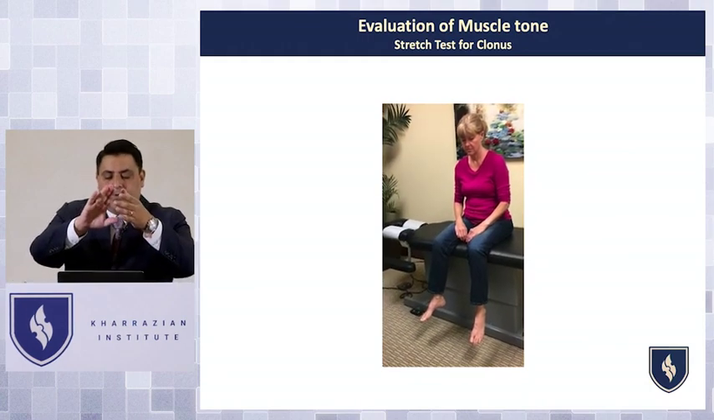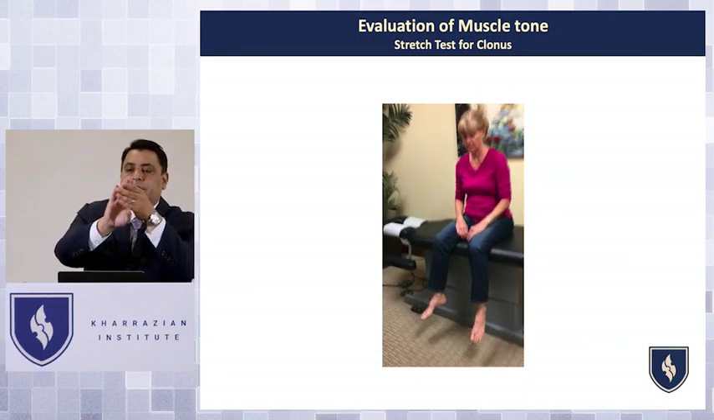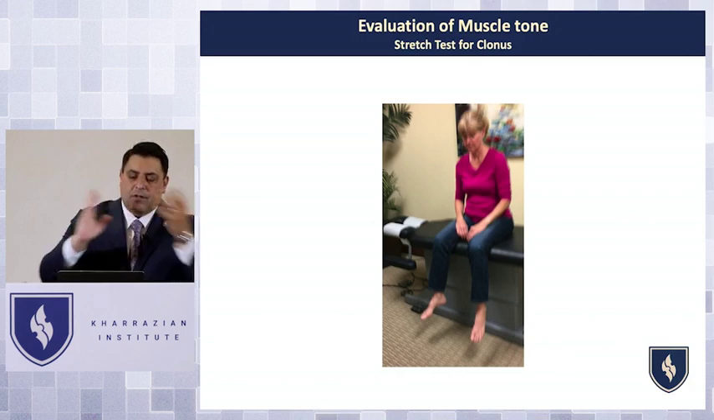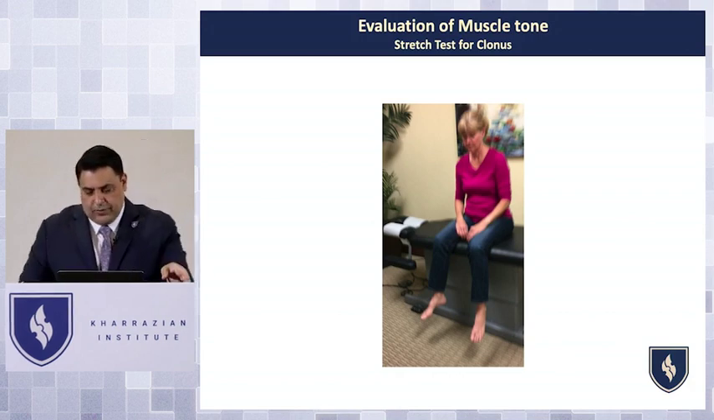So when you quickly stretch the foot, or you can even do it with the upper arms, you should just stretch and there should be no response. If you stretch the foot and they start to bounce back, that's clonus. It's a sign to you that the frontal lobes aren't working.